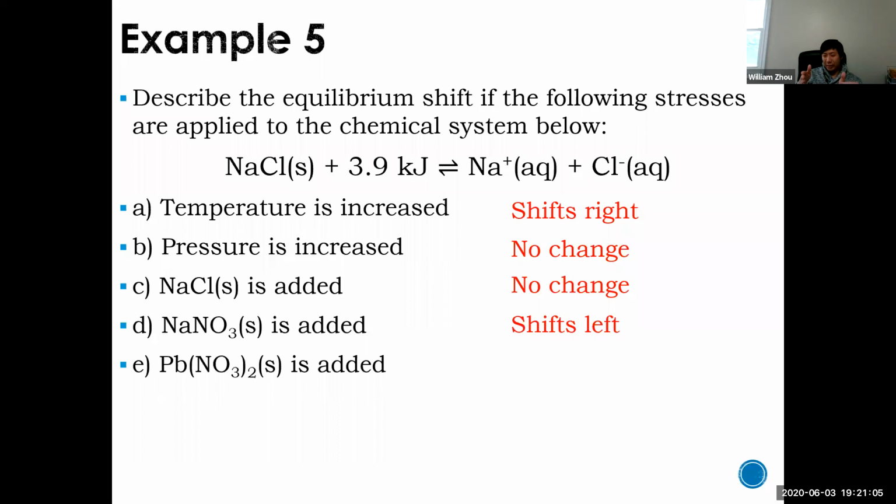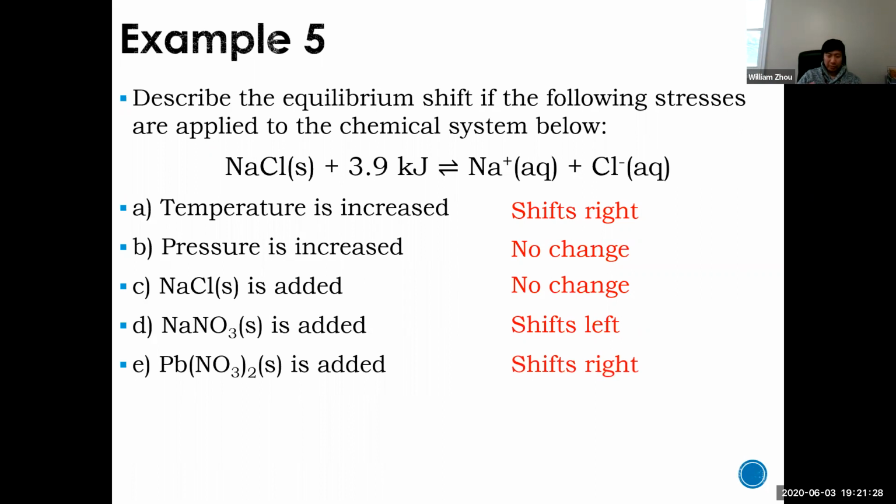You have lead 2 plus ions produced, NO3 1 minus produced, right? You compare it to the equation. I have none of those. So why would that matter? So far, nobody said the right answer. Well, Calvin did say the right answer, but for the wrong reason. It shifts to the right.